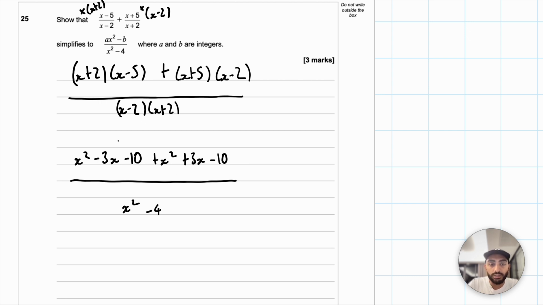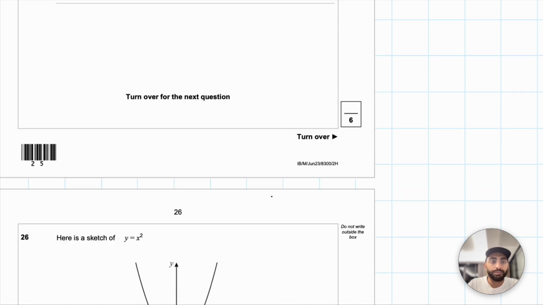We just need to clean this bit up. So I can see I've got x squared here and x squared here, so that'll be 2x squared. Then I've got this minus 3x plus 3x, so they're going to cancel each other out. And then we have a minus 10 minus another 10. So negative 10 take away another 10 is negative 20. That'll be x squared minus 4. That'll be my final answer.